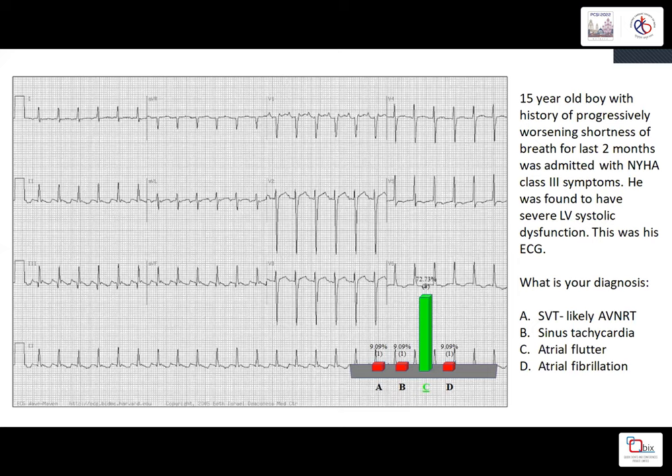You would usually not expect SVTs to cause cardiomyopathy, though that is not a 100% proof statement, but flutters are more likely to cause cardiomyopathy. In children, SVTs do come with cardiomyopathy more commonly than others. In adults, atrial flutter and fibrillation itself will cause cardiomyopathy. We have seen many. In children, we do see that even simple SVT can cause cardiomyopathy. It could be a chicken-and-egg situation.